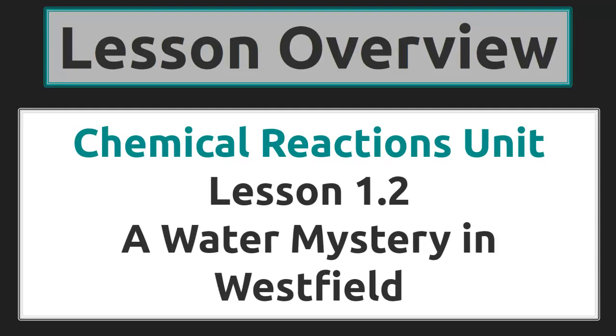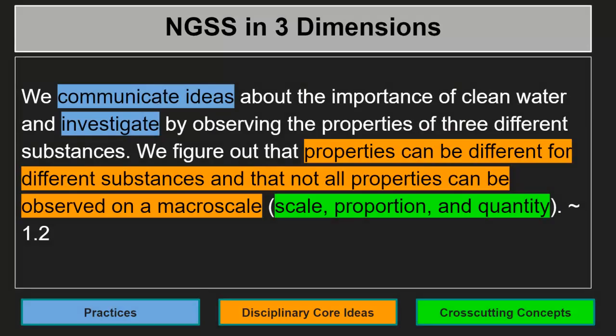Lesson overview for Chemical Reactions Unit, Lesson 1.2, A Water Mystery in Westfield. In this lesson, we communicate ideas about the importance of clean water and investigate by observing the properties of 3 different substances. We figure out that the properties can be different for different substances and that not all properties can be observed on a macro scale, which shows scale, proportion, and quantity.